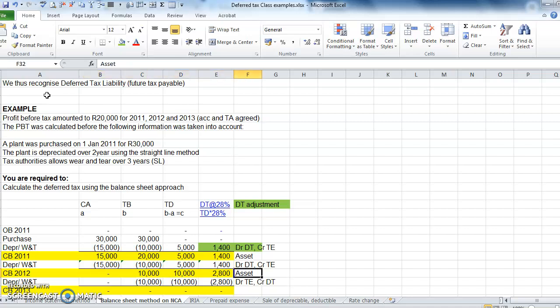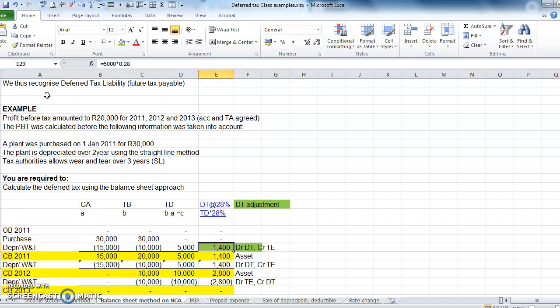And then we need to process our deferred tax adjustment. Remember, the deferred tax adjustment is the difference between the closing balance and the opening balance for 2012. So it's 2,800 minus the 1,400, which gives us a deferred tax adjustment of 1,400. So again, the journal that we need to process, we have an asset. The journal for 2011 and the journal for 2012 is exactly the same. We debit our deferred tax asset, and we credit our tax expense, with 1,400 in both years.